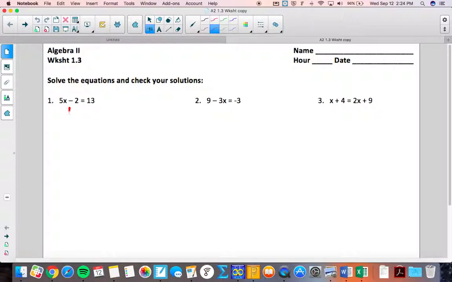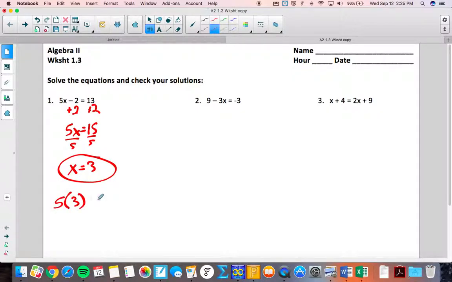This is just a two-step equation, so we're going to undo addition first by adding 2. So we get 5x equals 15, and then undo multiplication by dividing. So we get x equals 3. So I think that's right. I'm going to circle it, but then I can check it.